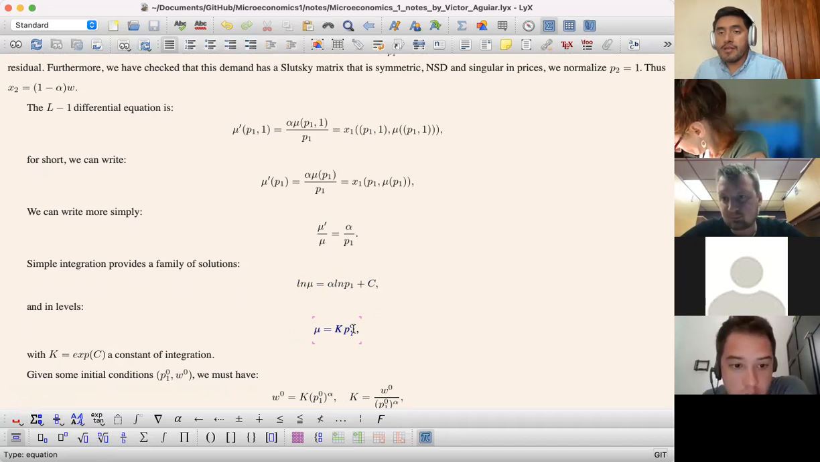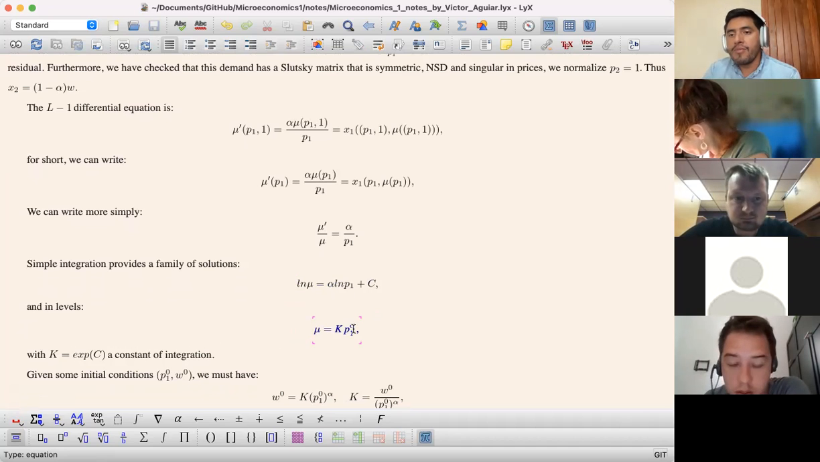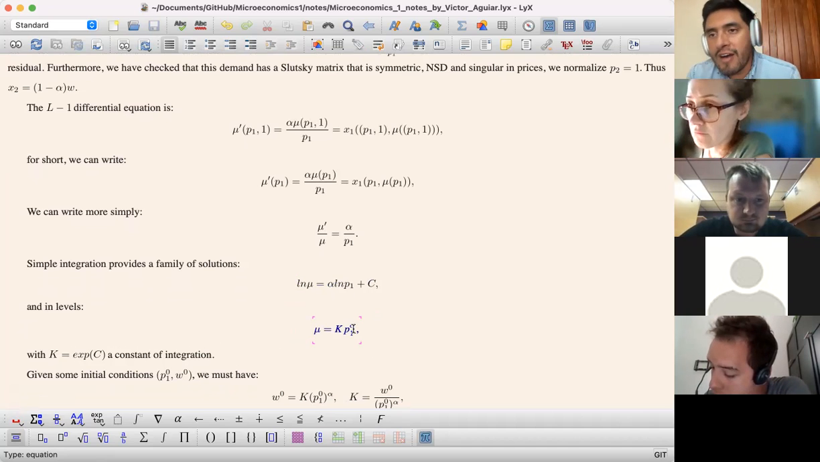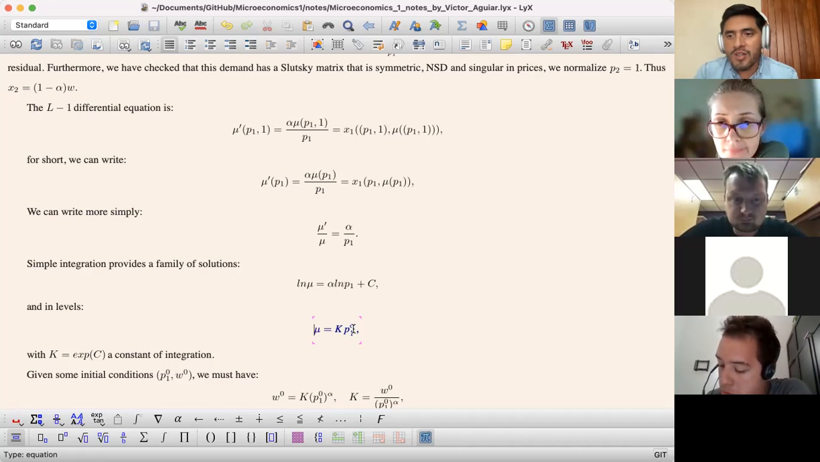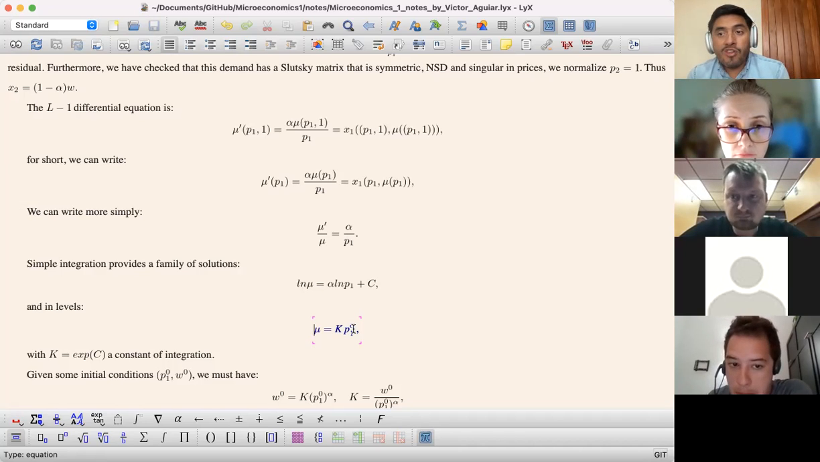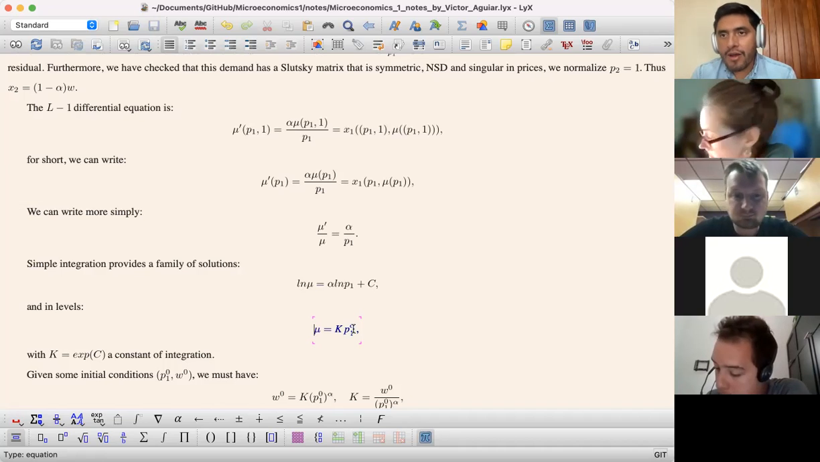So now Sebren, as he told us, remember that the Cobb-Douglas was x1 to the power of alpha times x2 to the power of 1 minus alpha, right? So here you have something that looks a little bit like the Cobb-Douglas. You have x1 to the alpha, but it's still not there. So how do we get there?